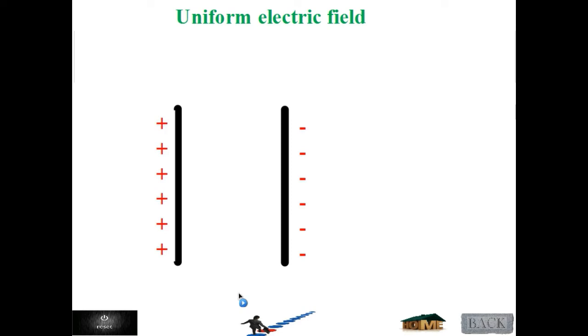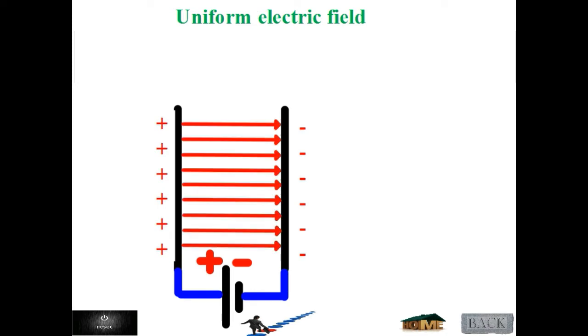In a very simple way, by connecting a battery across the two plates. Then this plate will become positively charged and this one will become negatively charged. And thus we will experience a uniform electric field within the two plates. These electric fields are parallel to each other, equal in magnitude, perpendicular to the plates, and coming out from the positive plate to the negative plate.